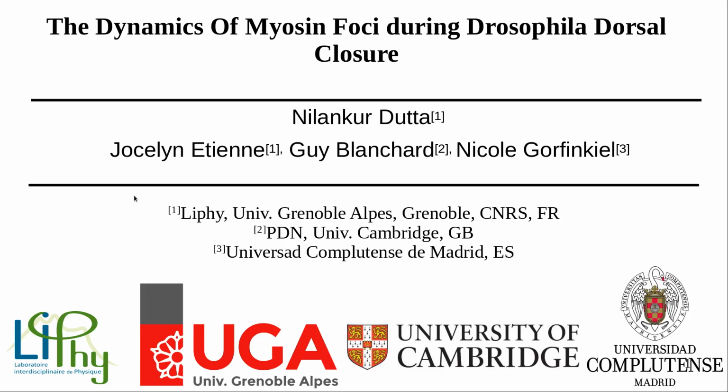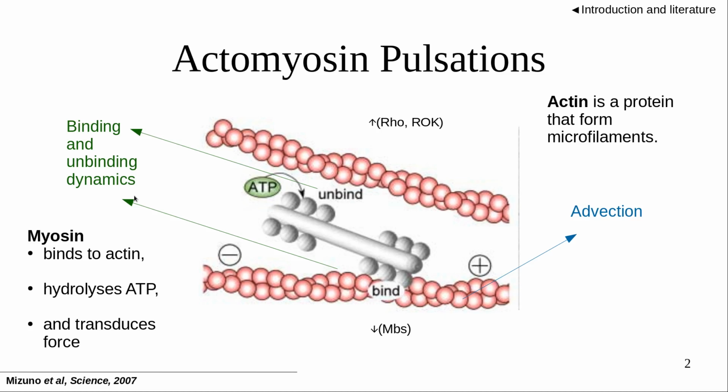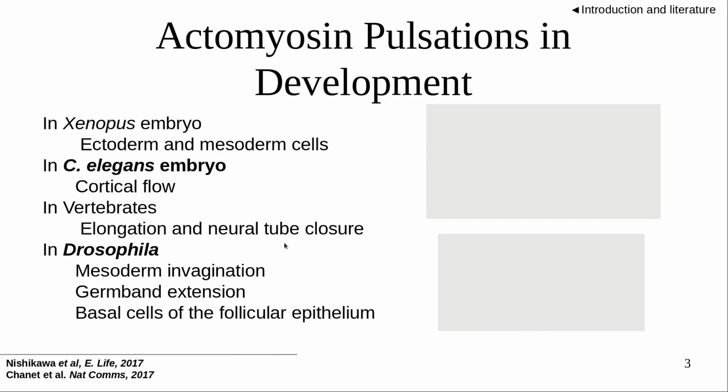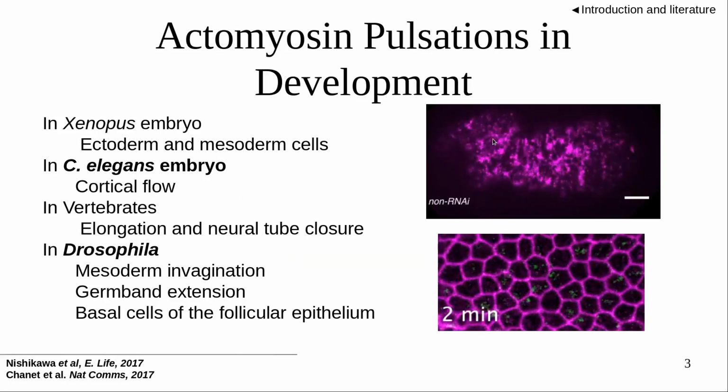Talk about actomyosin pulsation. Well, first of all, what are they? For our purposes right now, it's enough to know that actin is a protein that forms filaments, and myosin is another protein that is able to bind and unbind from actin and advect on it using ATP energy. This gives rise to pulsatile systems that are ubiquitous during development, like the ones you see here in the C.